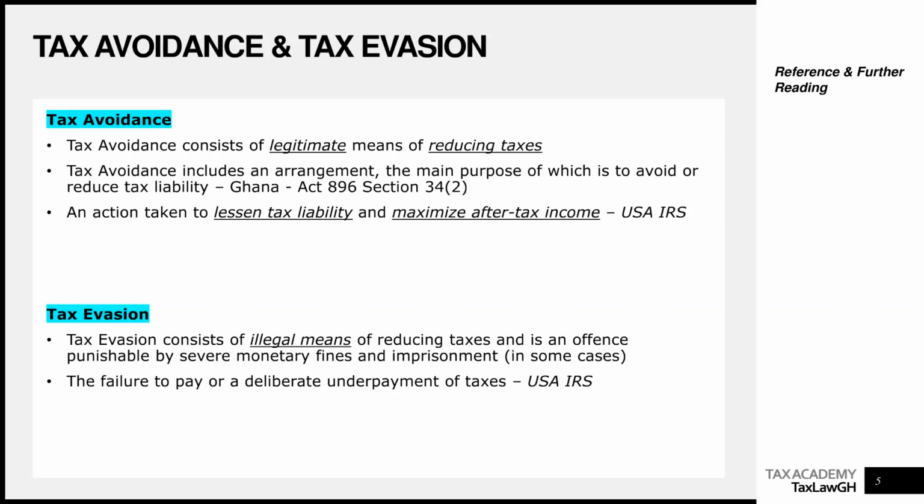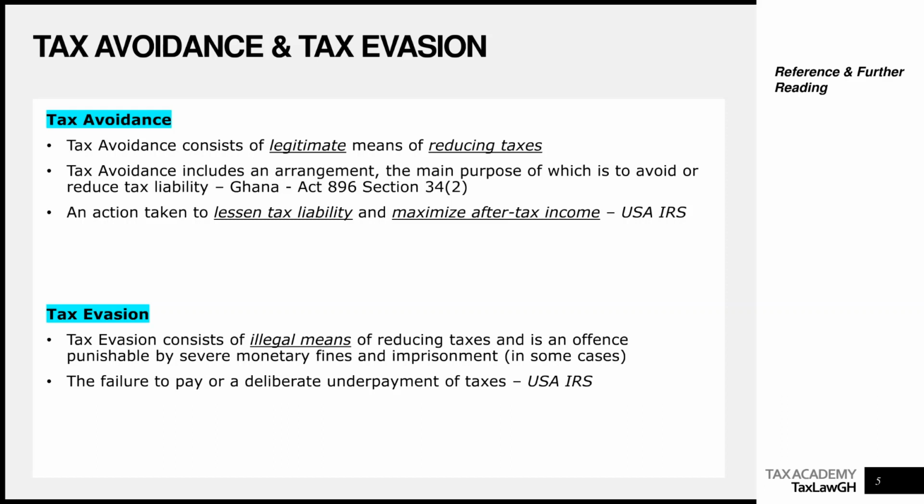Remember this. Now that we know what avoidance is, what is tax evasion? This is the one I said is illegal. What is it? It consists of illegal means of reducing your taxes, and it is an offense punishable by severe monetary fines and imprisonment in some cases. In our context in Ghana, you end up paying interest, you end up paying penalty, and in some cases, you could end up in prison upon summary conviction in some instances. So just know that when you try to evade a tax, or when you try to do anything that will lead to evasion of tax, you could be severely punished. So evasion is illegal. Remember this.